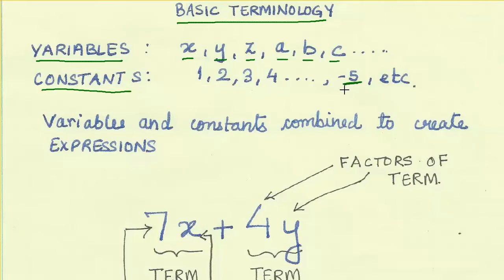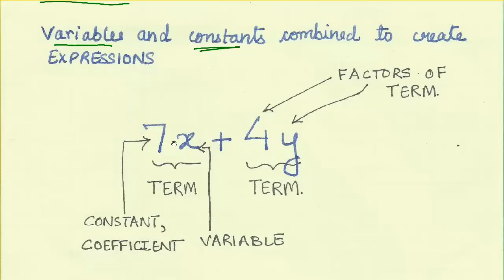Now, in order to understand how an expression is created, we have to realize the fundamental fact that we combine variables and constants to create expressions. And let us see an example of an expression and then try to dissect the various components of an expression. So here is an expression. So the expression that we have is 7x plus 4y.